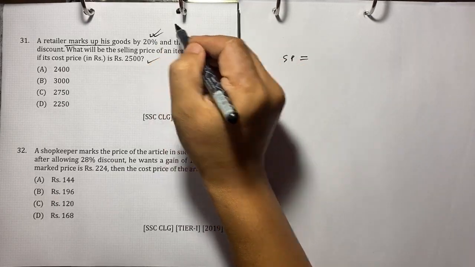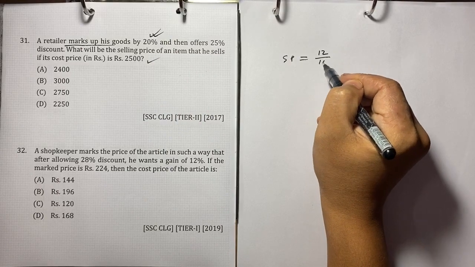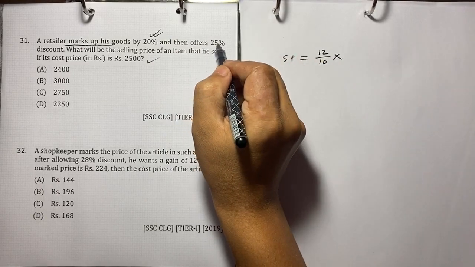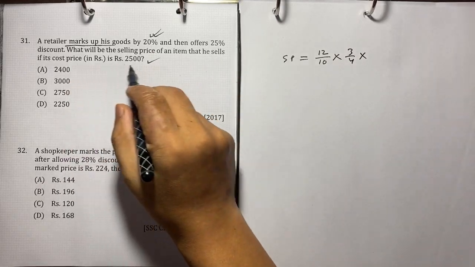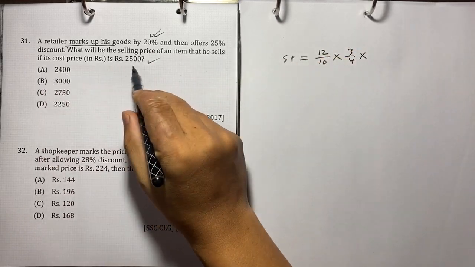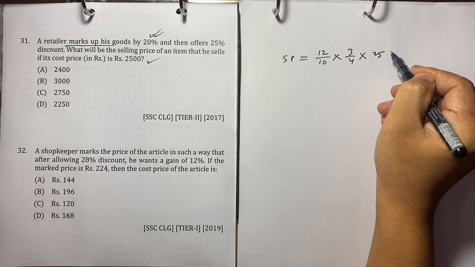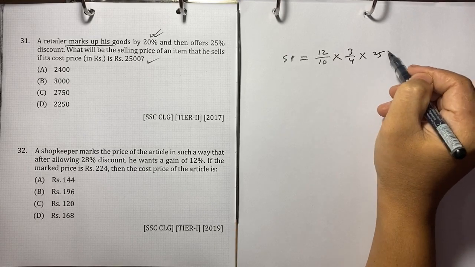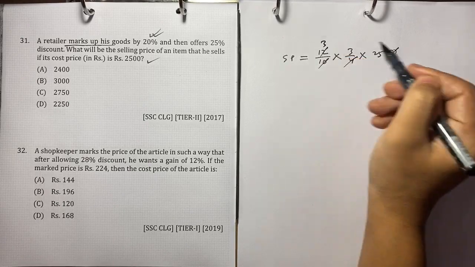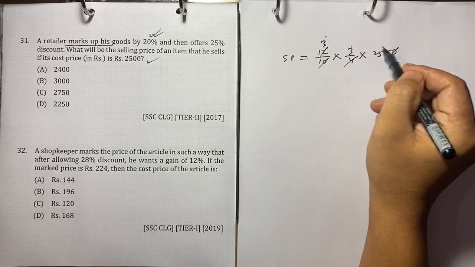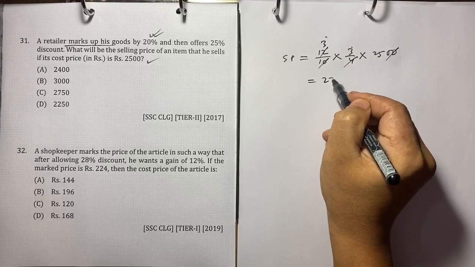Marks up the goods by 20%, it will be 12 by 10, and 6 by 5. Offers 25% discount, so 75%, 3 by 4. Into the cost price. If the cost price is 2500, then this will be 3, this will be 6, sorry, 9 into 25, 225, so 2250.